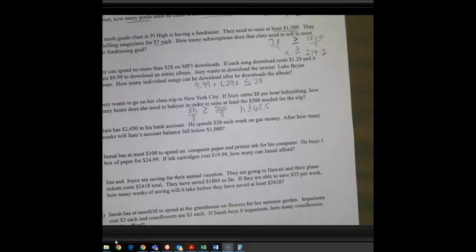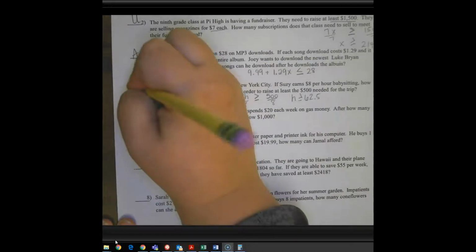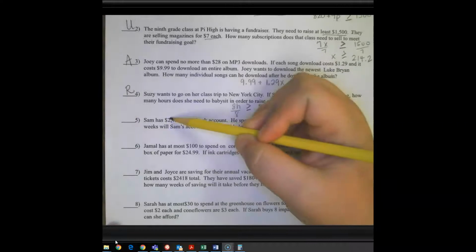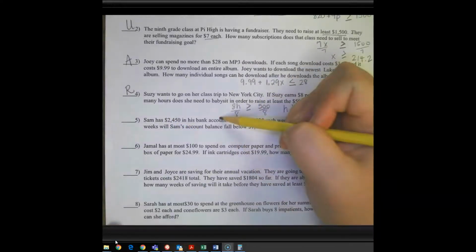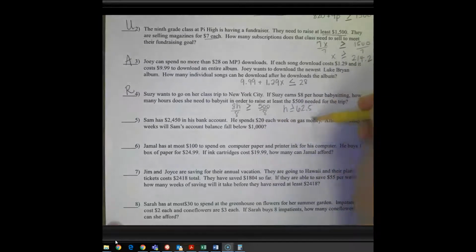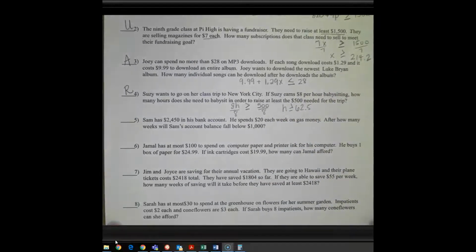And so that's going to match down here at the bottom, our letter R. All right, let's look at Sam. Sam has $2,450 in his bank account. He spends $20 each week on gas money. After how many weeks will Sam's account fall below $1,000?